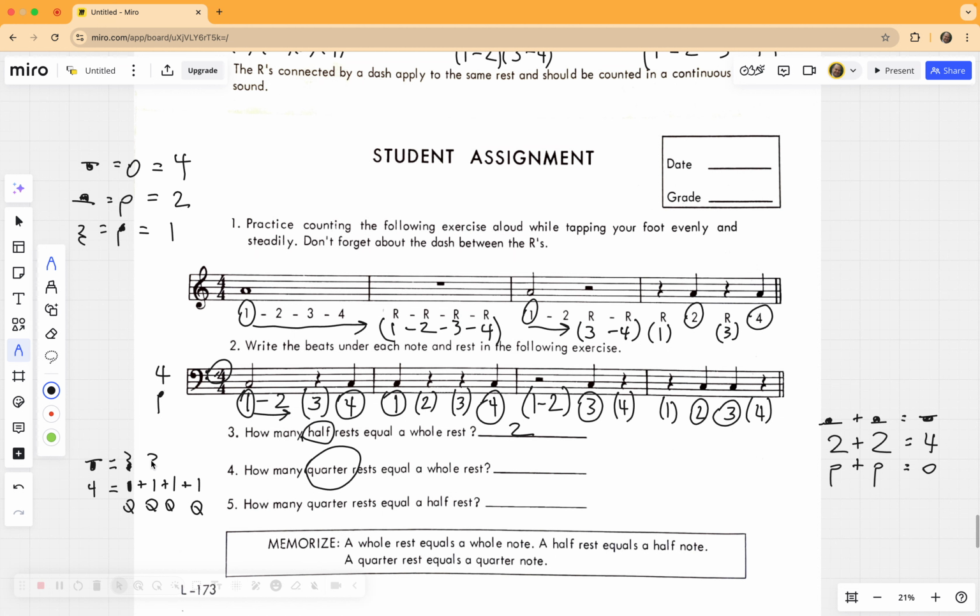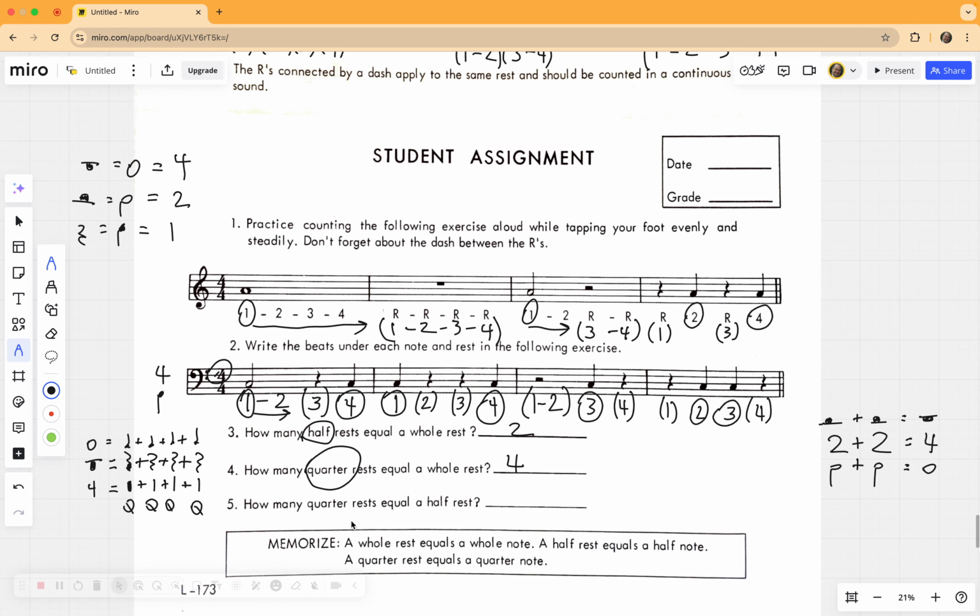So a quarter rest plus a quarter rest plus a quarter rest plus a quarter rest equals 4. And we know each measure has to have 4 beats. So there it is. And if you wanted to do it in notes, you could do a whole note equals quarter plus quarter plus quarter plus quarter. So how many quarter rests equal a whole rest? 4.